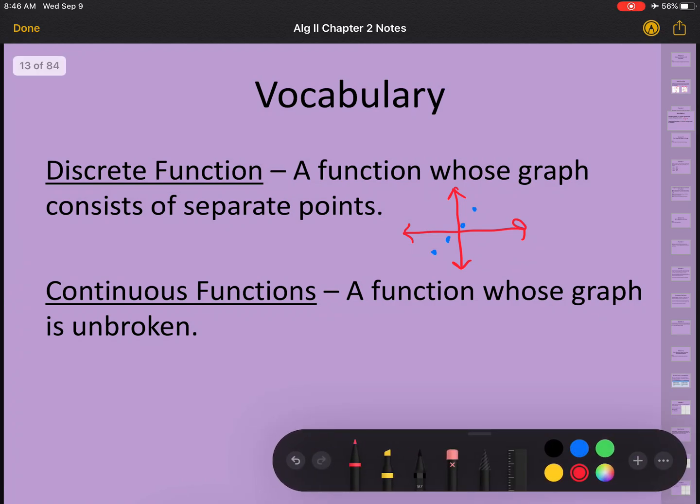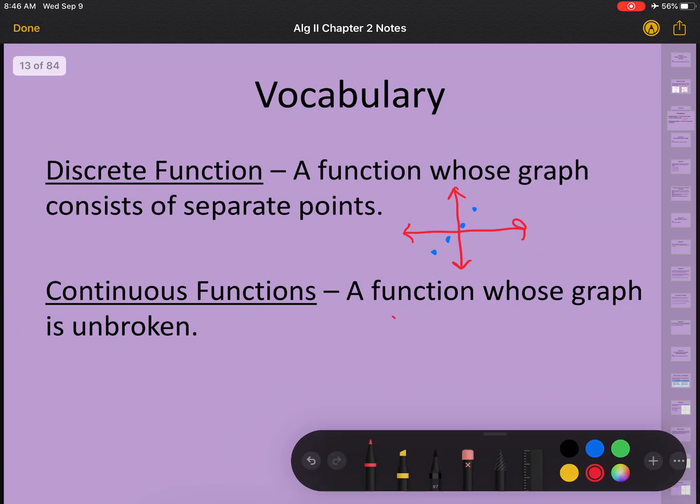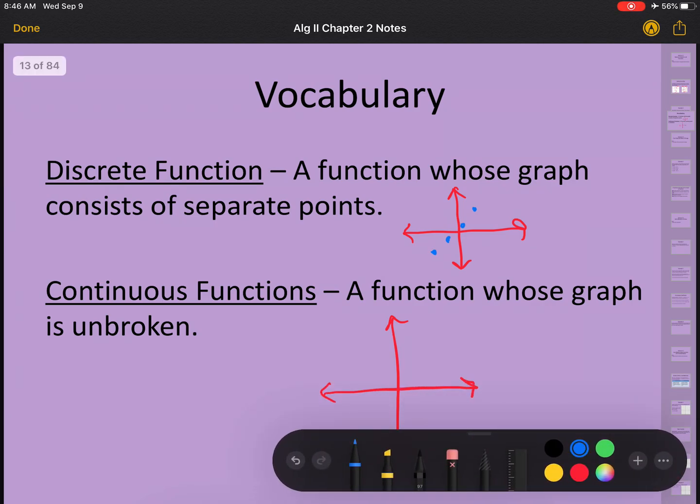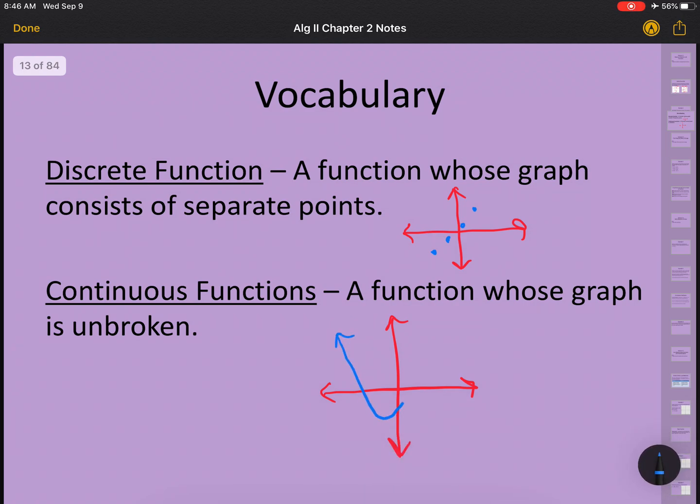And a continuous function is a function whose graph is unbroken. So this graph might look like this. I didn't have to pick up my pencil at all. It was a continuous line that was unbroken.